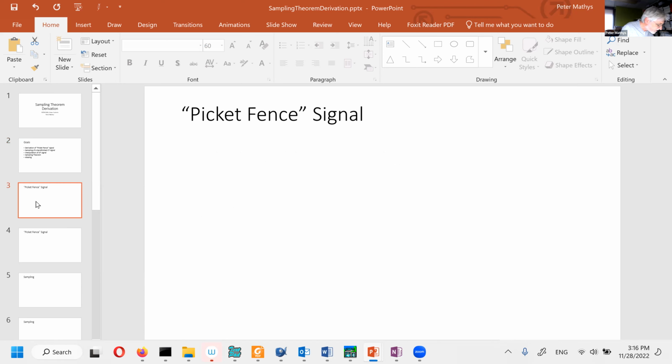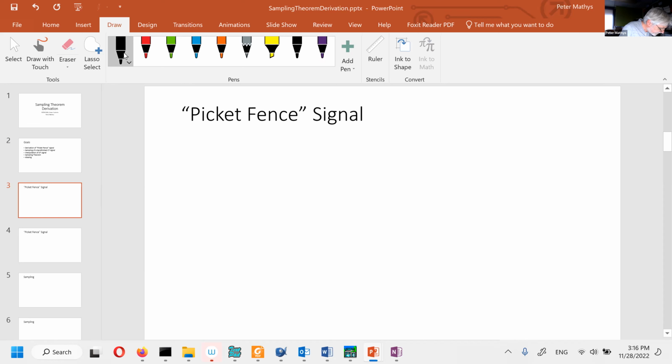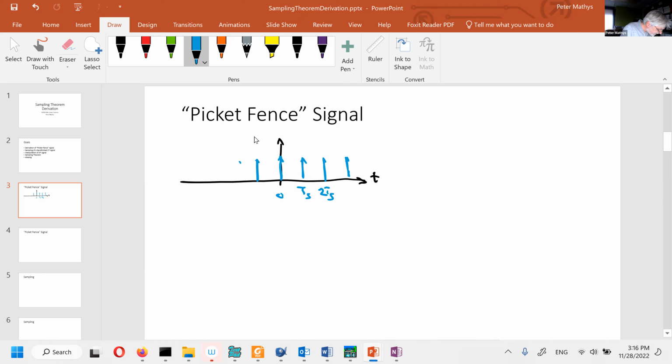All right, the picket fence signal goes something like this. So we have a sequence in the time domain of impulses. So those are continuous time impulses, which are spaced Ts apart. Ts, 0, and then it goes also on the negative side, like this, minus Ts, minus 2Ts, minus 3Ts, etc. So that continues to the left and to the right.